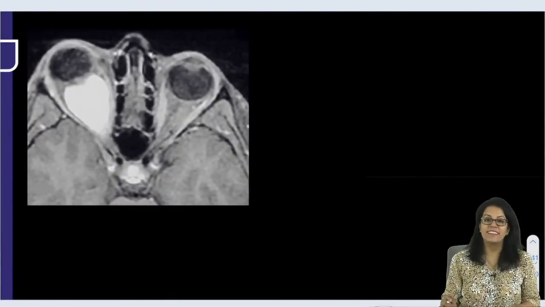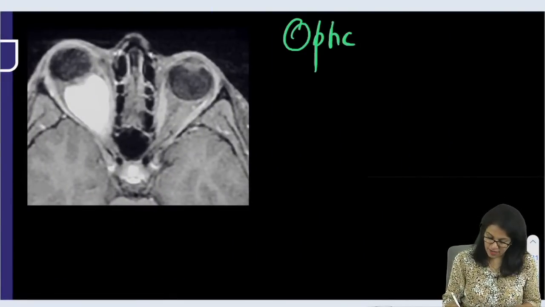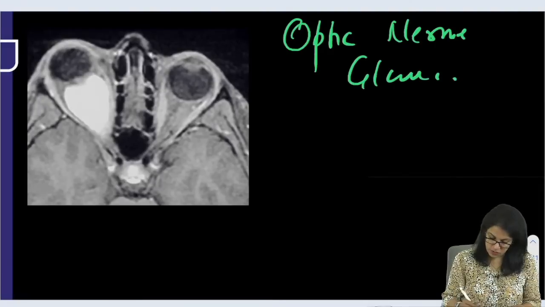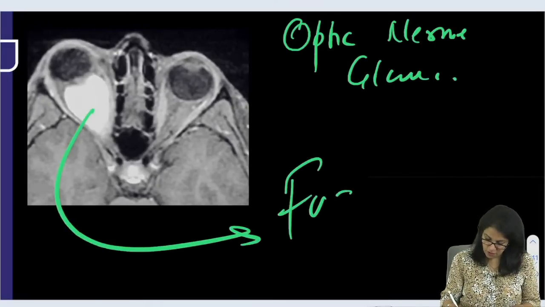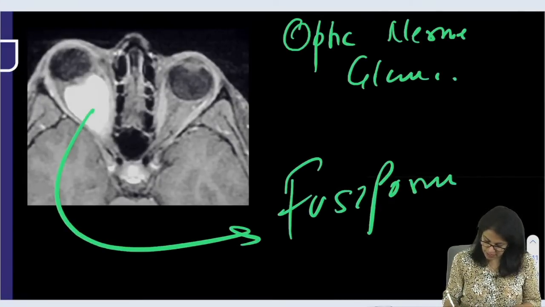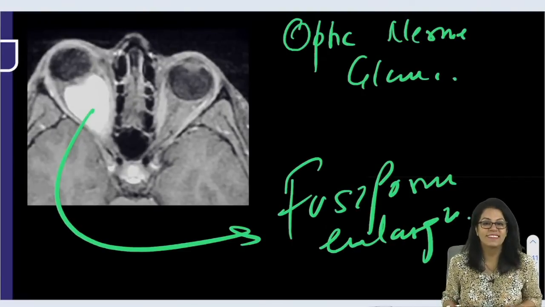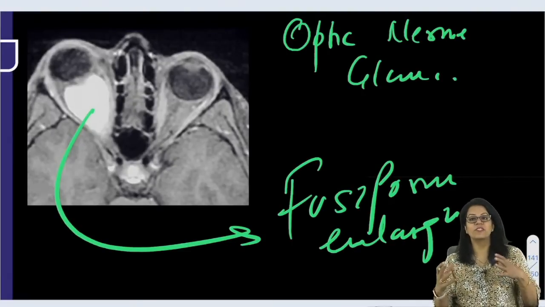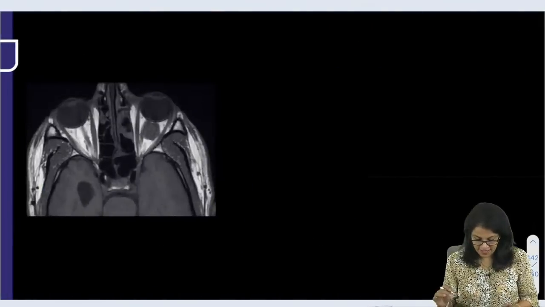And what about this one? This is your optic nerve glioma. Why do you say so? Very important exam question. This is the fusiform enlargement of optic nerve. This is the fusiform enlargement of the optic nerve. Rest of the points I have just told you about optic nerve glioma.